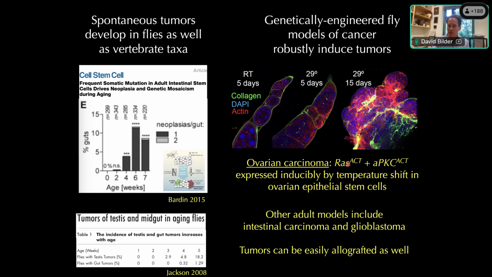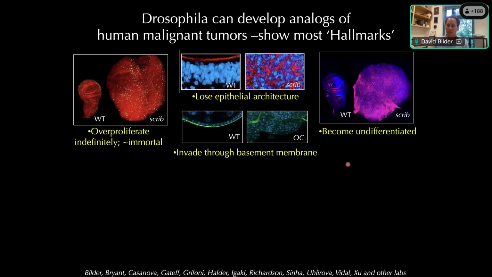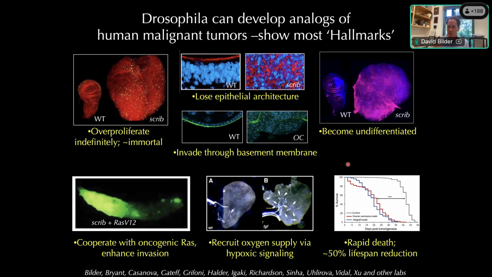Okay, but what are these fly tumors like? Are they really like human tumors? And the answer is yes. Fly tumors show many of these classic hallmarks of cancer that we know about from the famous Hanahan and Weinberg review. So the fly cells, when they're transformed, are essentially immortalized. They overproliferate indefinitely, no matter what their environment is. They lose epithelial and cytological organization. As I mentioned, they invade through basement membranes, and they become significantly undifferentiated or dedifferentiated. They also show these higher order characteristics of tumors, such as cooperation with multiple oncogenes to make the tumors even more malignant.